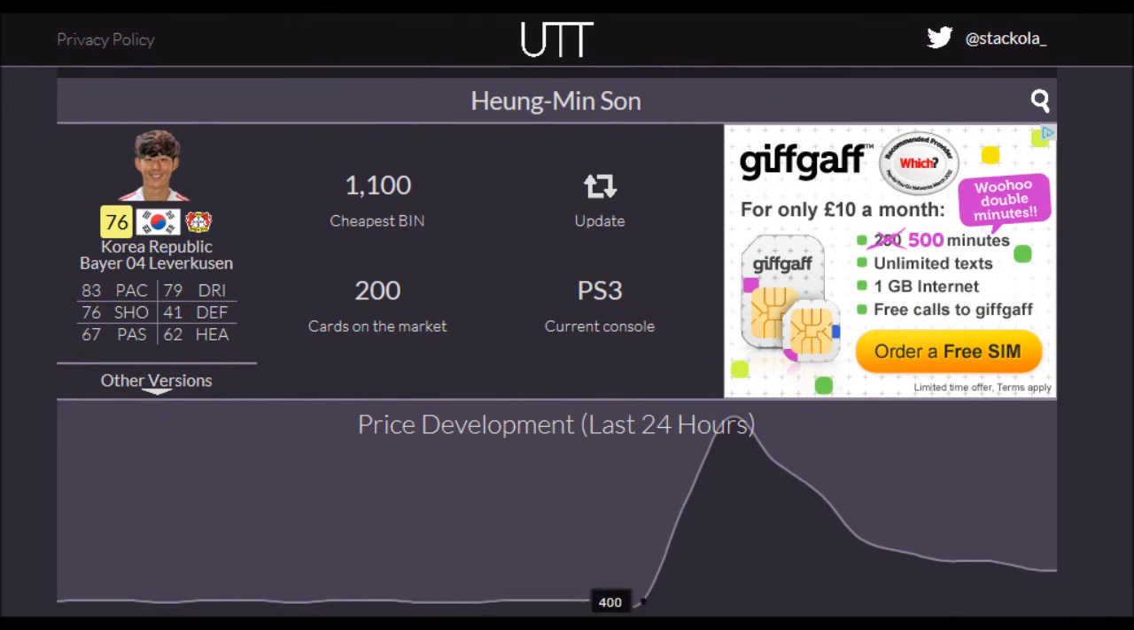And you guys can see here the decline will be over a longer period of time than the initial sharp increase. So definitely follow that, and the player's price always does return back to normal.